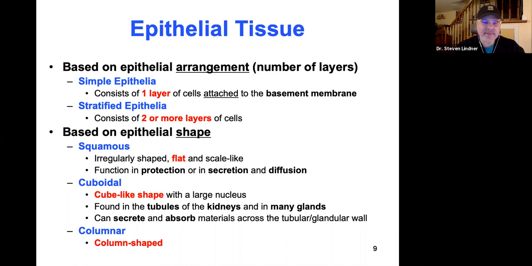When you have time, you can Google nephron, and you'll be able to see the proximal and distal convoluted tubules. They look like little tubes, and they're going to be lined with cuboidal cells. So they're going to be used for absorption and secretion. And then we have columnar cells that we'll see in the respiratory tract and even in the digestive tract.